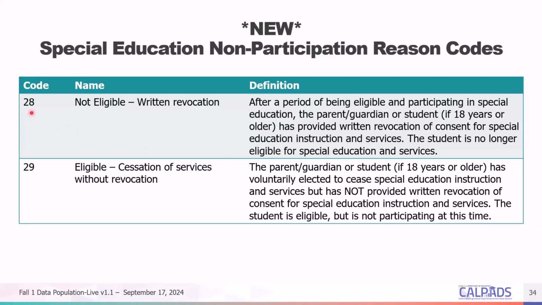So if the parent or guardian of the student, or the student themselves if they're 18 or older, have provided a written revocation for consent of services, they are no longer eligible for the special education program. So their status in the SWDS record would be not eligible. If using code 29, they have not provided that written revocation, which means they are eligible, but they have just ceased receiving services. So the status in the SWDS record, if you're using code 29, would be eligible, not participating. So that's the distinction between special education non-participation reason codes 28 and 29.